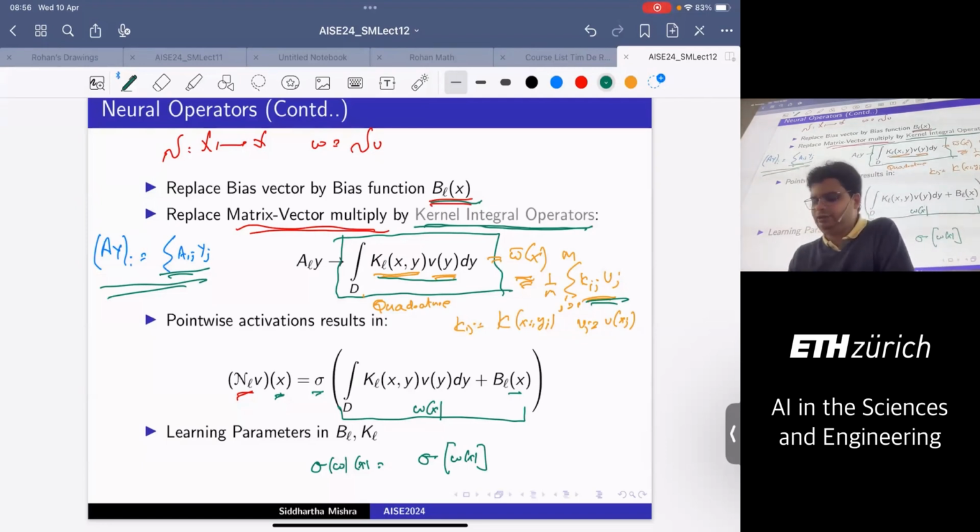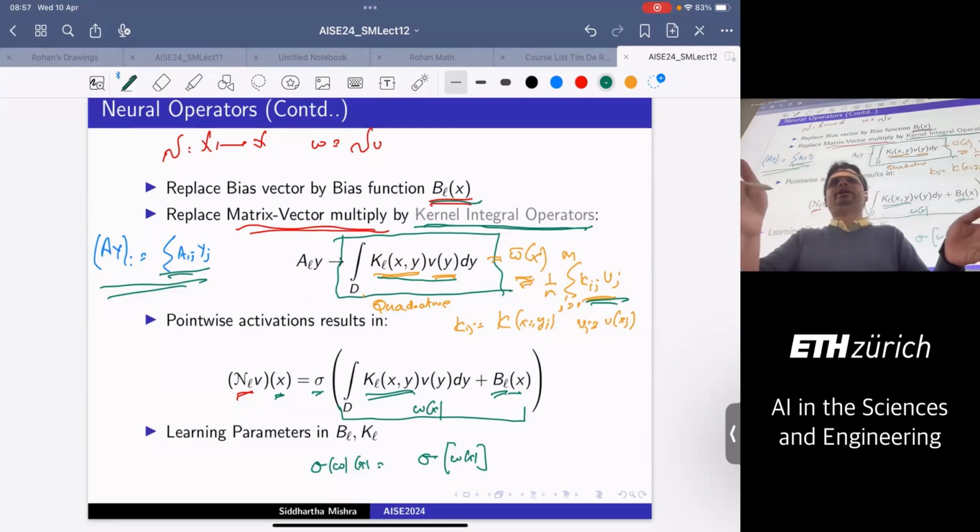So where is the catch there? What are the learning parameters? They are in this b of l, which is a function. We have to learn this function and we also have to learn a kernel, k of l. So all the learning parameters are hidden here. But once you have done that, you do that from data, you have a neural operator. So this was the contention of these people.